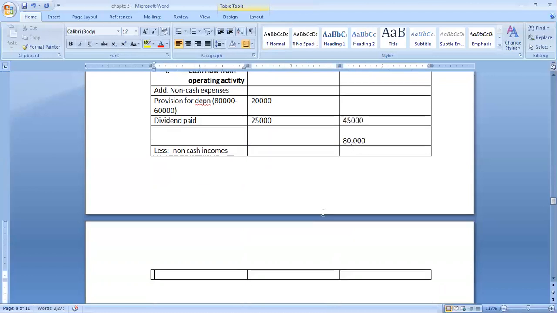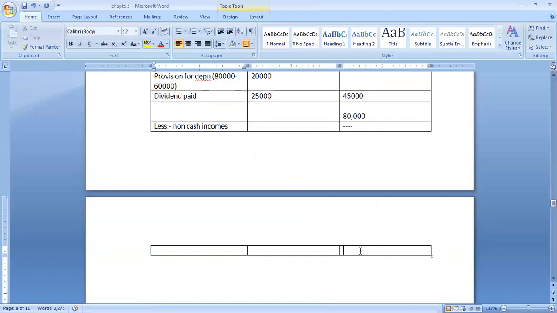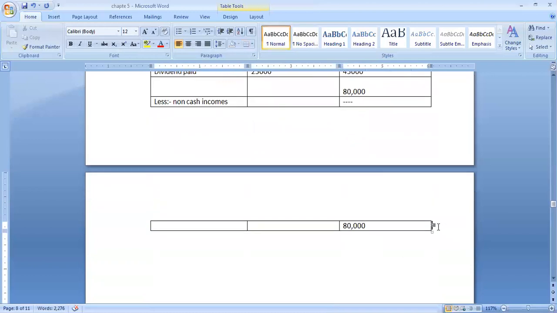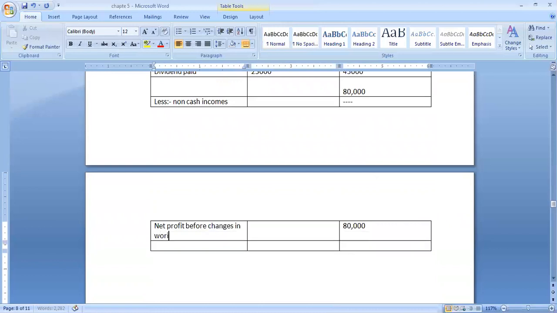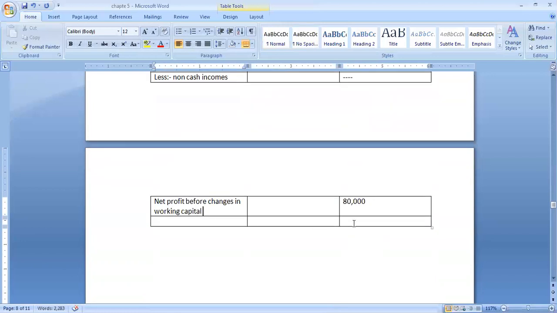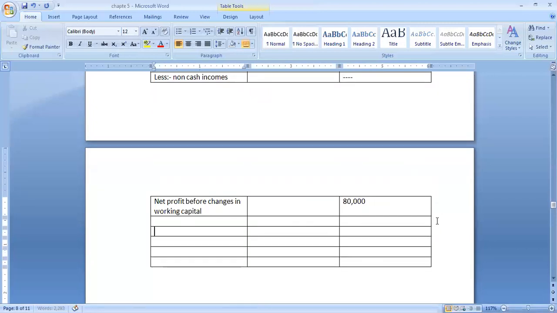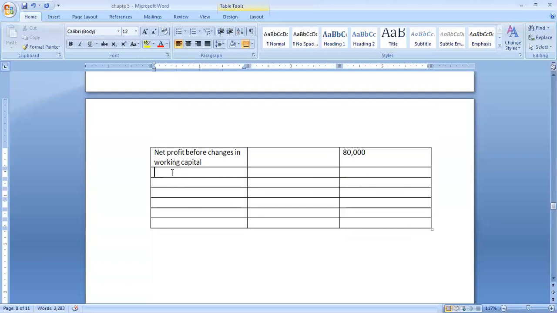Okay. And now, whatever the value that is going to remain here, you got just 80,000 as there is no value. So what is this called? This 80,000 is called the net profit before changes in working capital. Okay. So what is indicating the working capital? Increase or decrease of the current assets or current liabilities is going to indicate the working capital. Okay.